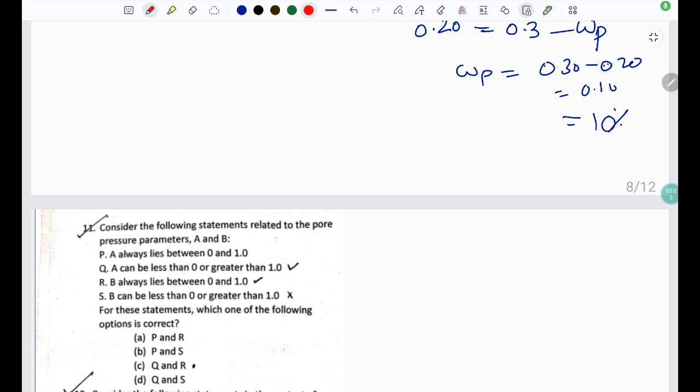The 11th question says: consider the following statements related to the pore pressure parameters A and B given by Skempton. Does A lie between 0 and 1? No. A can be less than 1 and A can be greater than 1 depending upon the type of soil. A can be less than 0 or greater than 1, that is right. B always lies between 0 and 1, that is also right. B can be less than 0 or greater than 1, that is wrong. Therefore, only two statements are correct, that is Q and R.